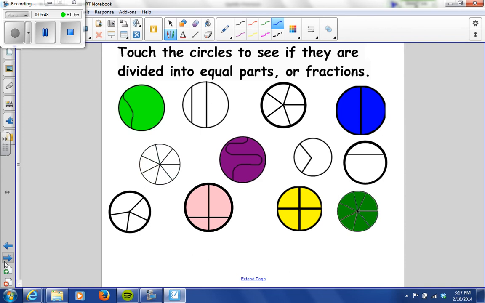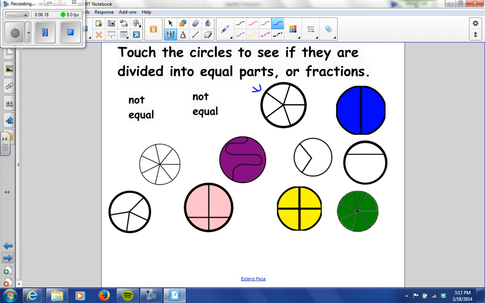All right. So we're going to take a look at these circles and see if they are divided into equal parts. And remember, in order to have a fraction, they've got to be divided into equal parts. Okay, like this one, for example, this green one. That's not equal. It has a little piece of the circle kind of cut out. It was not an equal part. How about this one right next to it? Do those look like they're equal parts? Nope, that one's not equal either. Okay, how about this one right here? Kind of looks like they're equal parts, so I'm going to say yes, it's probably a fraction. Yep, that is equal.